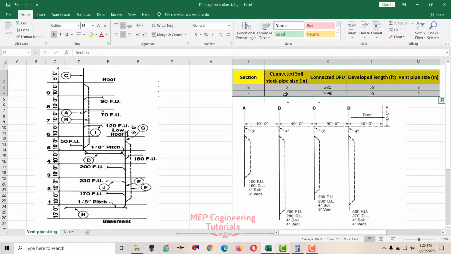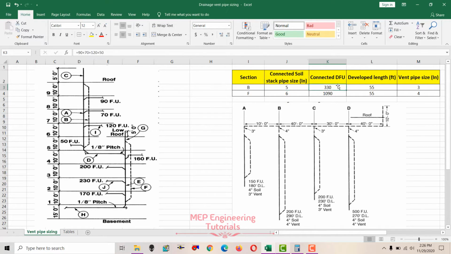So this is the first example, you can see the section B here, as I said, the vent stack is represented by section B. I said that three things should be known to get the vent pipe size. First, you have to check the soil stack pipe size. I'm not going to discuss how we got the soil stack pipe size. For that purpose you should go to the drainage system design or drainage pipe sizing video. I will give the link in the description below just to save time.